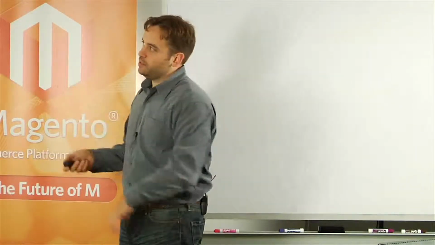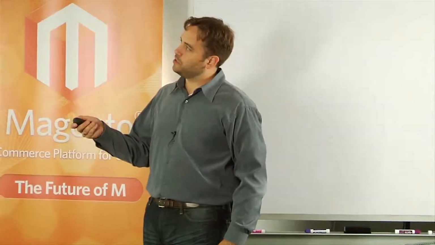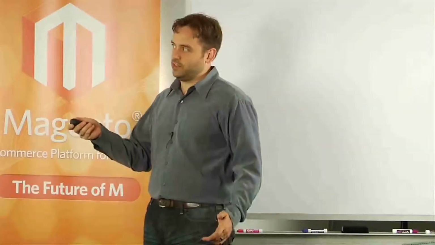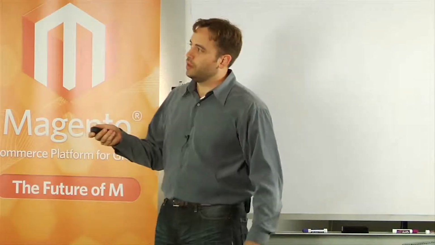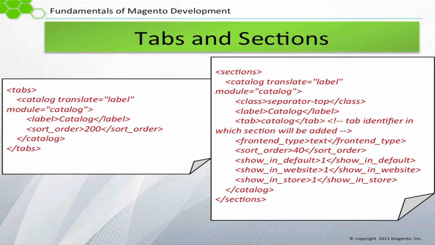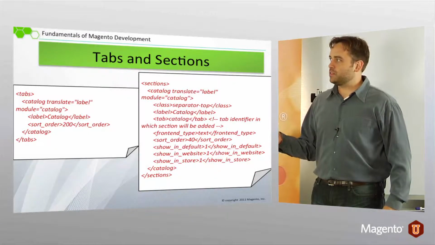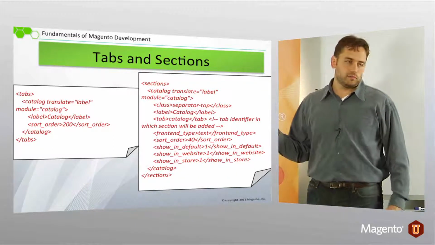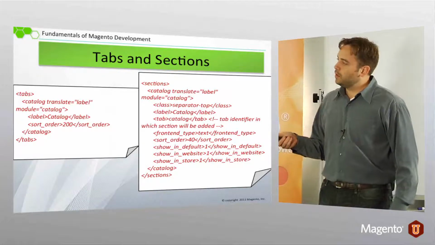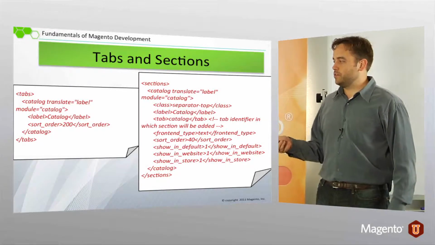And then adjacent to that, we could have a section. So sections, catalog, section. This would be the catalog section, and we can specify a CSS class and a label to be displayed. And then here is where we associate this section with this tab, so that would make this display under that catalog tab. We specify a front-end type of text, which would be used to render this value, and a sort order, and then these three values.